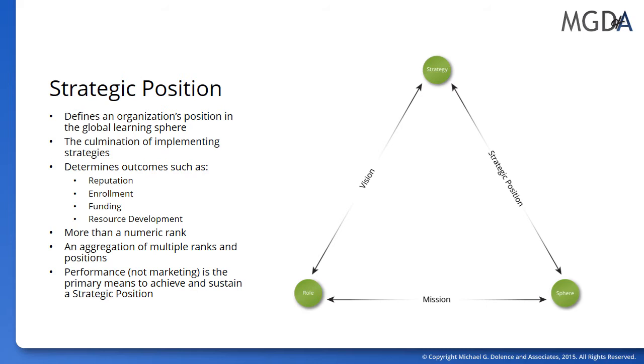Strategic position is the result of more than simple rank in a linear scale, but rather a more meta-analytical view of all ranks along all dimensions and the strategies, models, systems, and performance that achieve them. Performance, not just marketing, is the primary means to achieve and sustain strategic position.